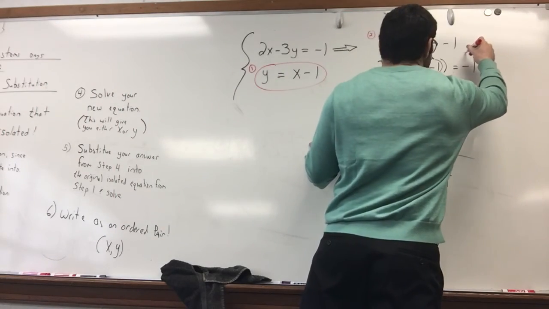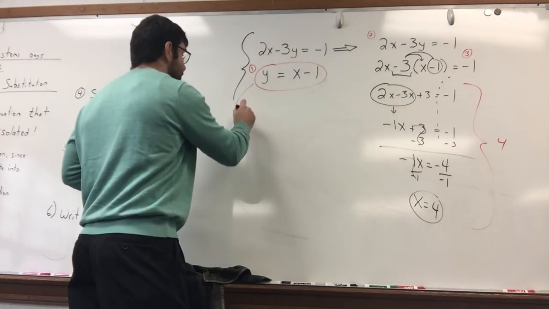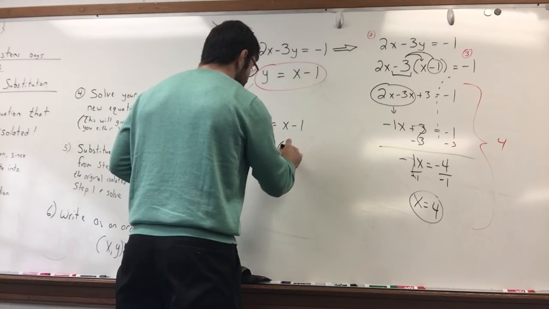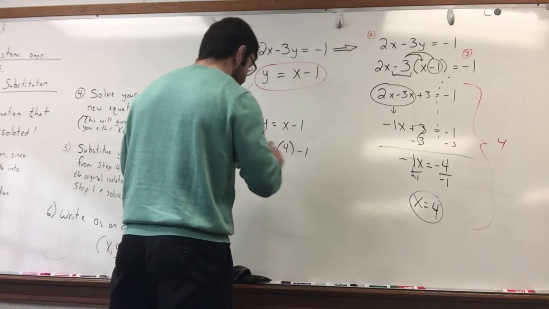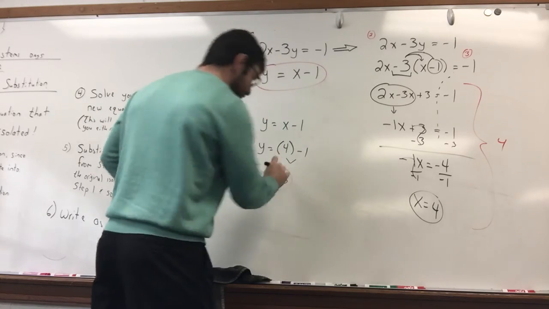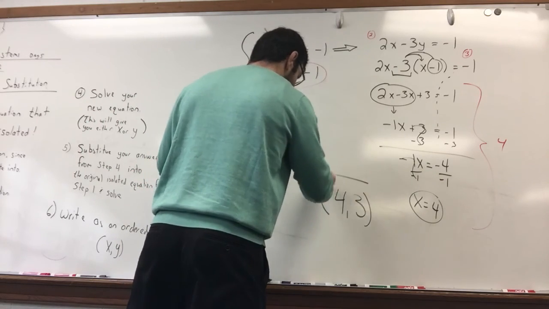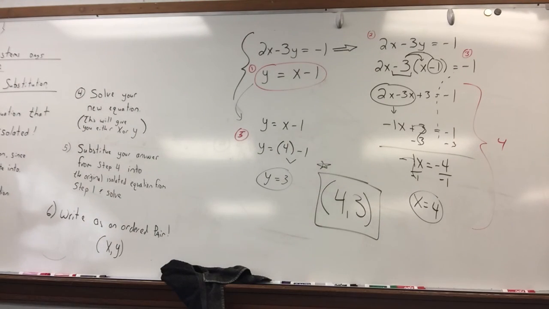So this was step 3 of substitute. This is all step 4 of solve. Step 5, bring this equation back down. Y equals x minus 1. Well, y equals 4 minus 1. That's step 5. And we're going to solve. Y equals 3. Last but not least, put it as an ordered pair. Show of hands, who got that? If you're missing it, do you see where you made your mistakes?